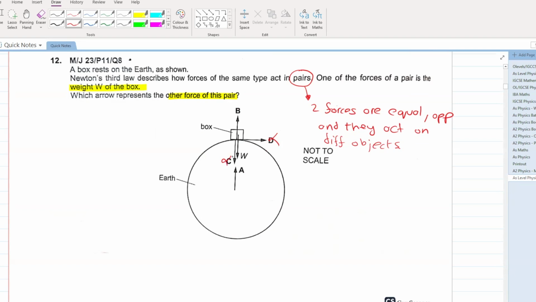A force opposite to W will be B or A. But B acts on the same box. In Newton's third law, we have studied that the two forces are equal, opposite and they act on different objects. Only A is your remaining answer. A is the correct answer.